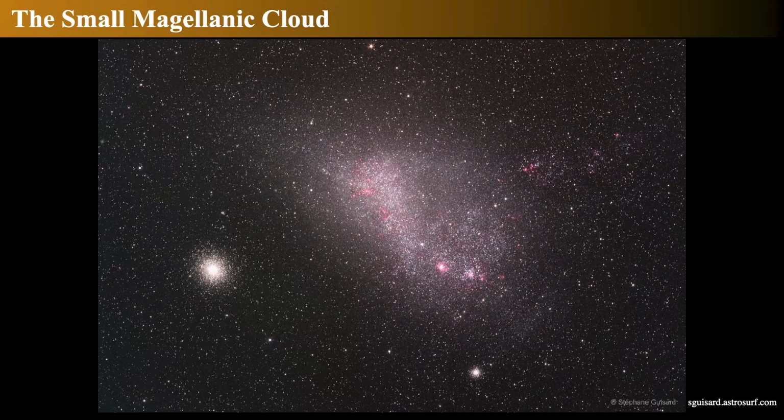But again, this is Stefan Guisard's image, and we see the Small Magellanic Cloud is here, but just to the left of it is a globular cluster that's part of the Milky Way, and below it is another globular cluster part of the Milky Way. So the globular clusters are, comparatively speaking, on the order of tens of thousands of light years away. But the LMC and SMC, Small Magellanic Cloud, are about 200,000 light years away.